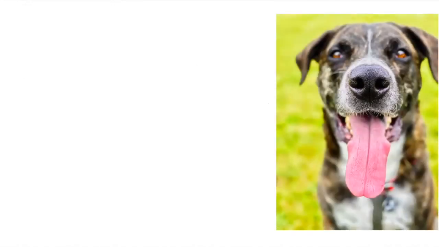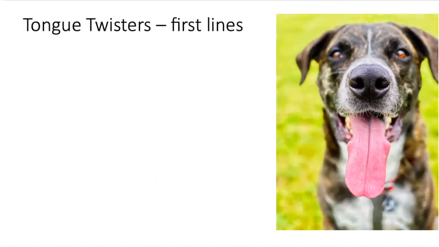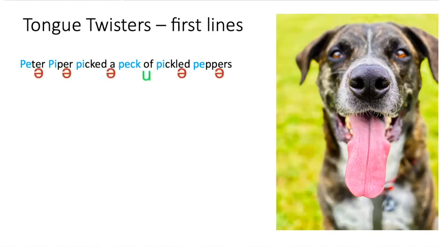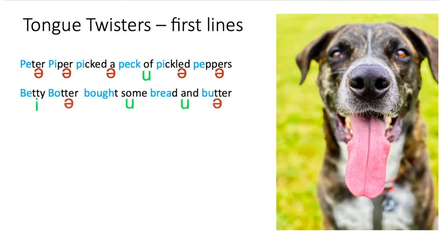And one way you can try to improve this is to work on tongue twisters. Okay, so there's the famous ones like Peter... I'm actually not very good at this. Peter Piper picked a peck of pickled peppers. Or, Betty bought some bread and butter. You can say it faster and repeat it over and over again. Betty bought some bread and butter. So try to say it three times as fast as you can.